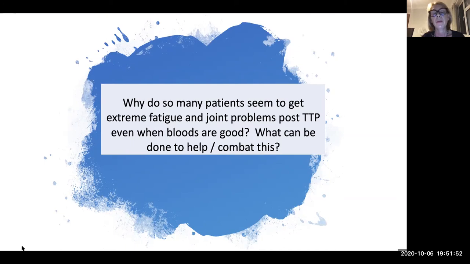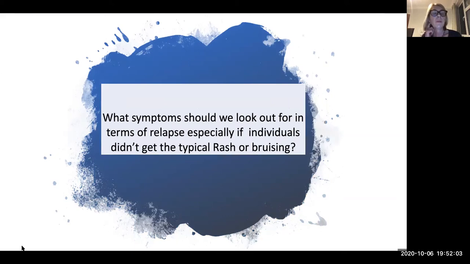Which I hope will give you some understanding of what we're trying to look at related to this. This is one of the questions that it's related to. What symptoms should we look out for in terms of relapse, especially individuals who didn't get the typical rash or bruising? That's a very, very difficult answer to give you all, because you will have presented with a situation which may have been an extremis, and while you do have a relapse, same situation.